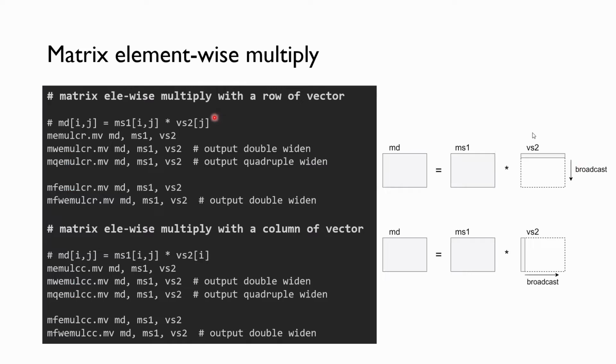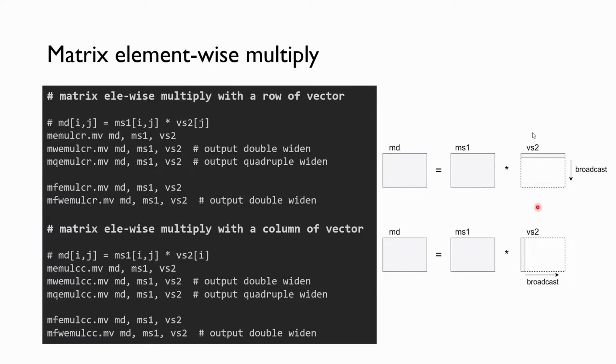And also the matrix extension provides matrix element-wise multiply by matrix, and multiplies with vector. The vector also supports two directions, which means the vector register will broadcast to a whole matrix along the row direction or along the column direction.